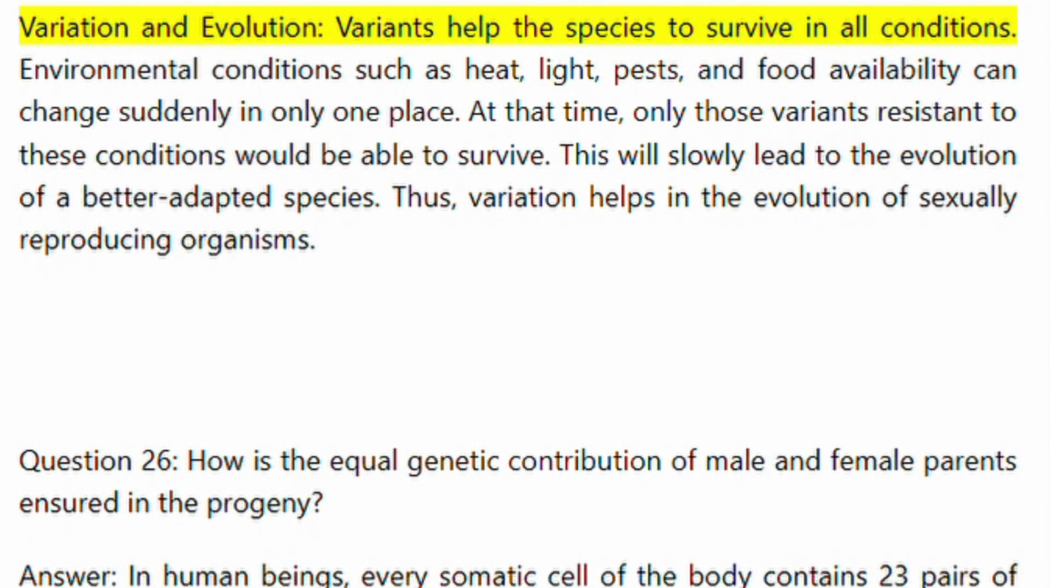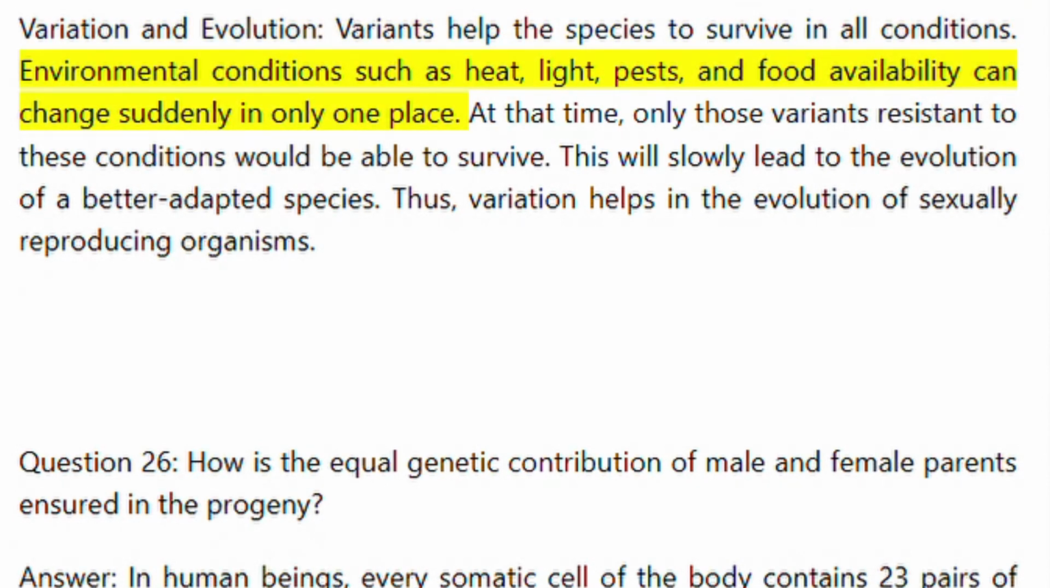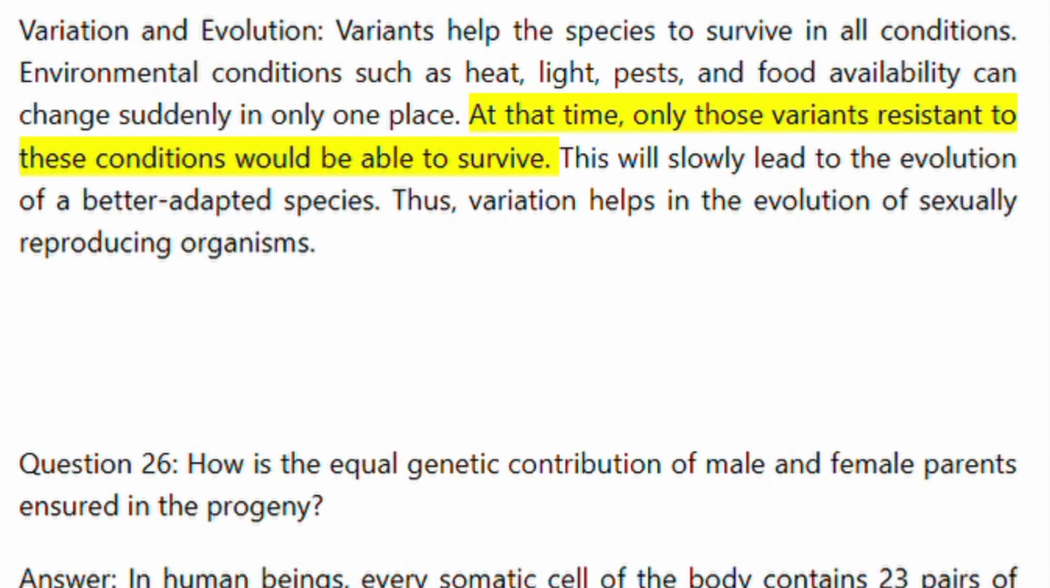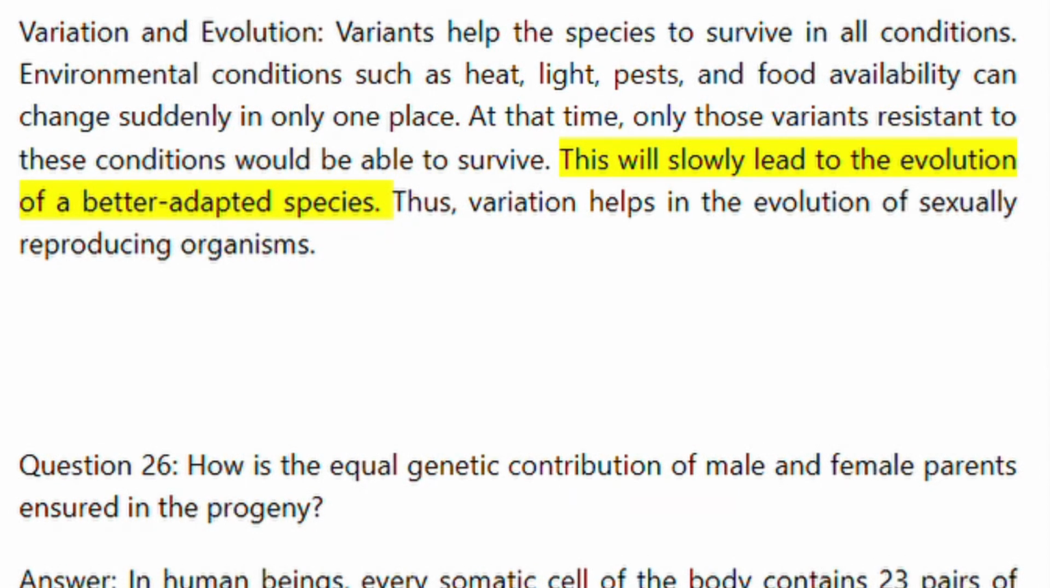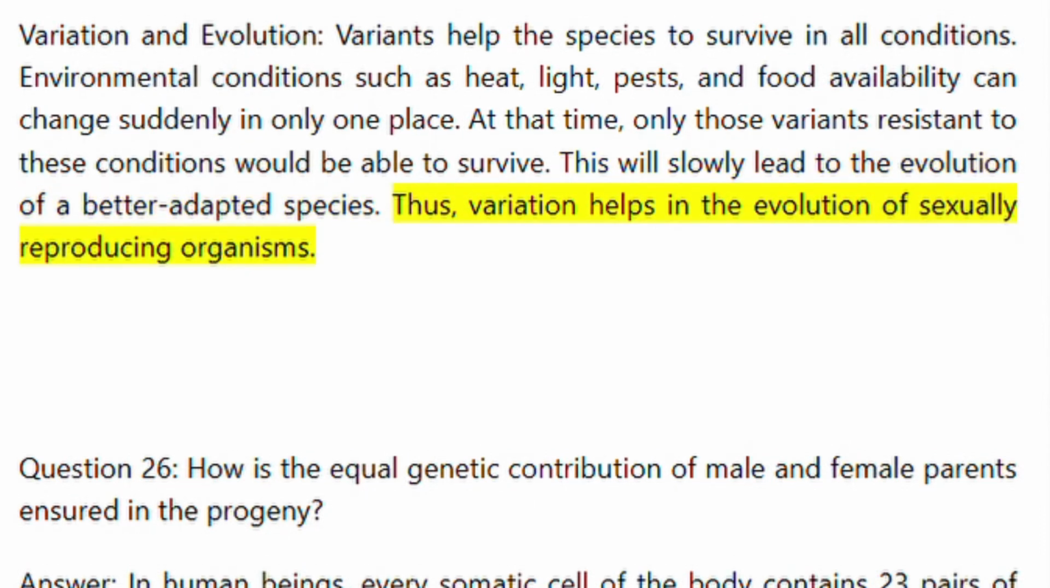Variation and evolution. Variations help the species to survive in all conditions. Environmental conditions such as heat, light, pests, and food availability can change suddenly in only one place. At that time, only those variants resistant to these conditions would be able to survive. This will slowly lead to the evolution of a better adapted species. Thus, variation helps in the evolution of sexually reproducing organisms.